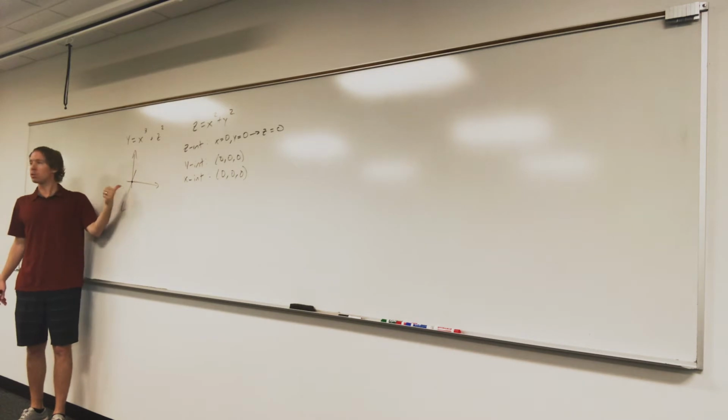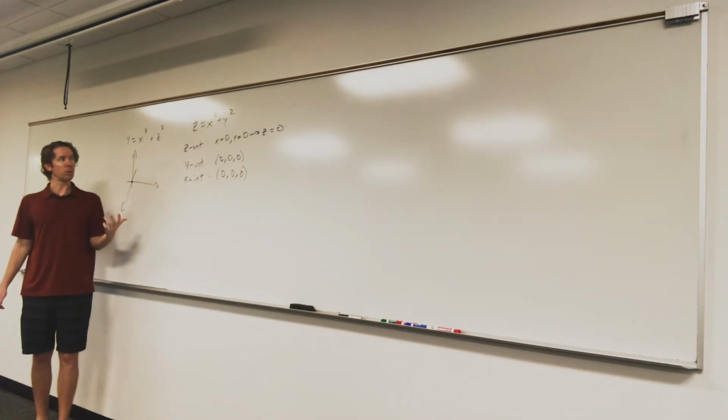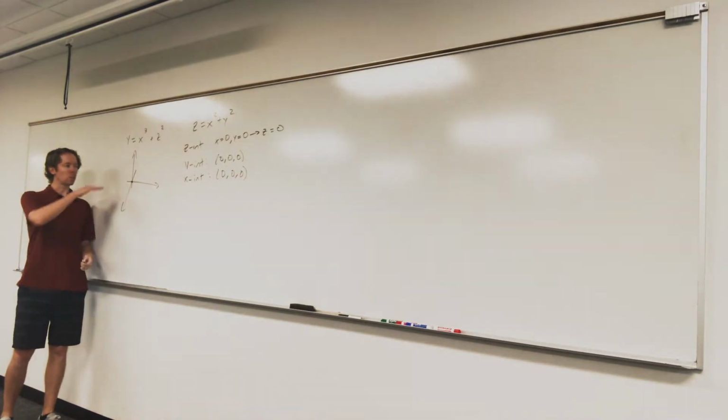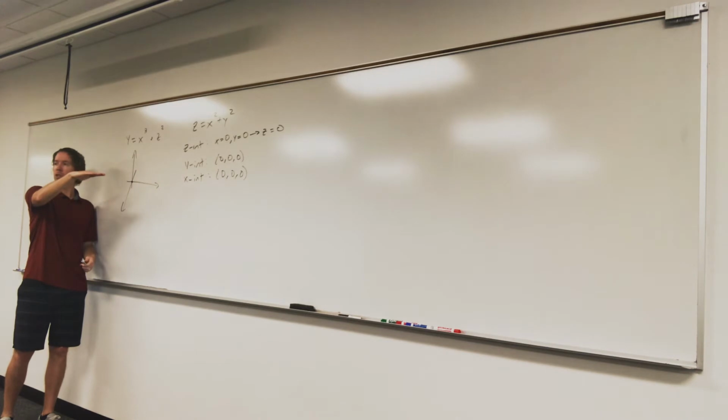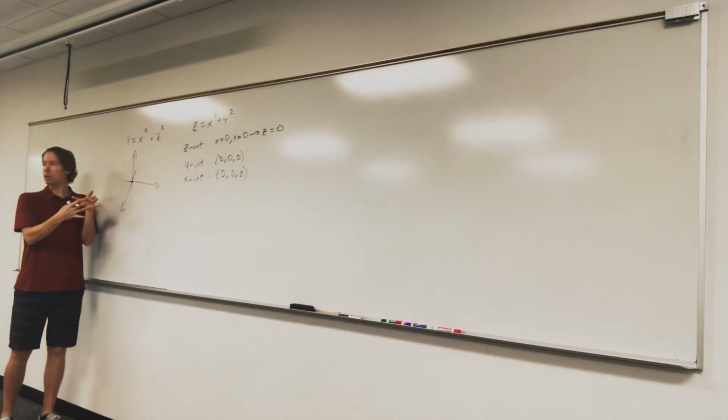That's a little bit useful. What's more useful is the traces. For the traces, what I'm going to do is, for example, plug in z equals some constant. So I'm slicing my surface with the horizontal plane. And when I do that, it will give me some quadratic curve. So it will be an ellipse, or a hyperbola, or a parabola.